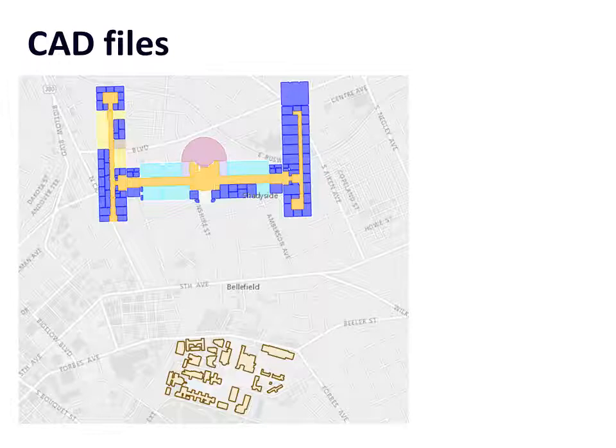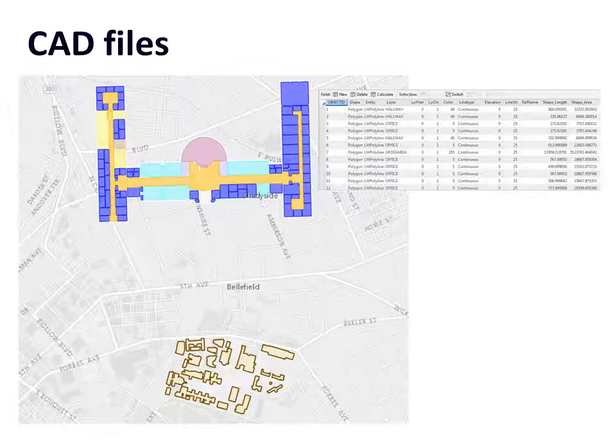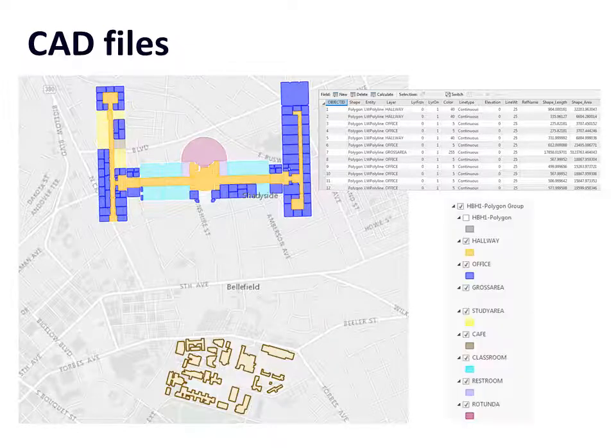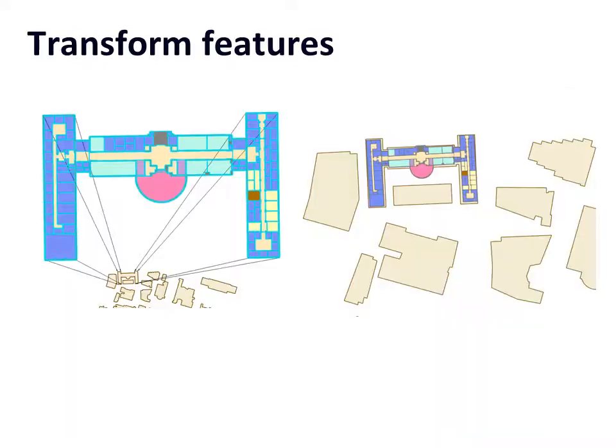We can also bring in things like CAD files and utilize information from that to identify stuff that we are interested in. We can transform features, bring them together.